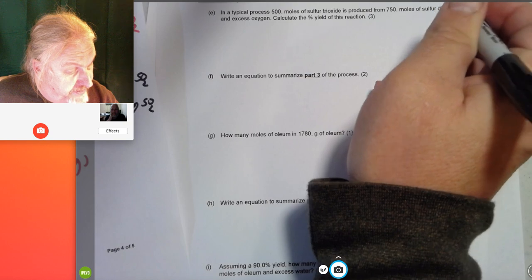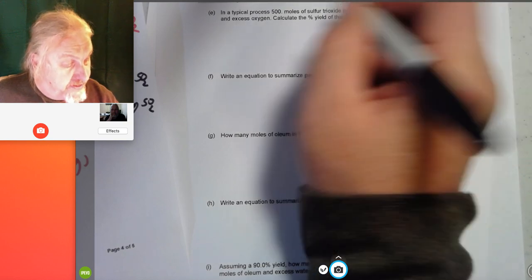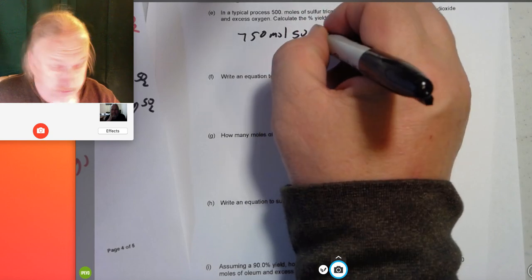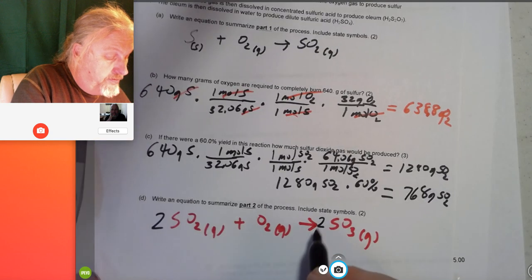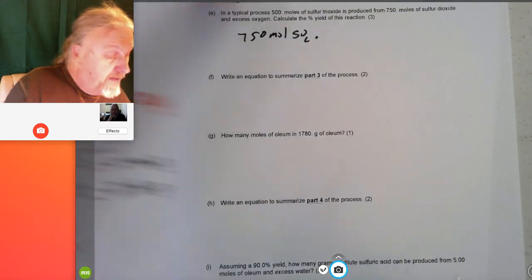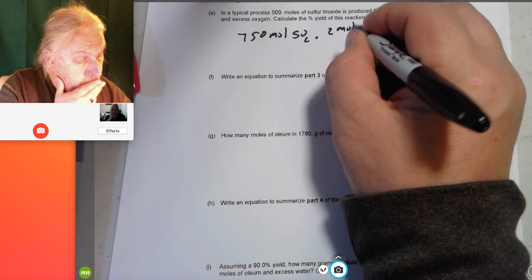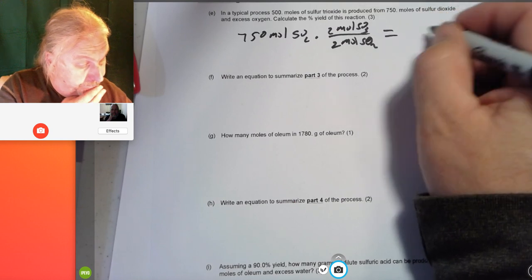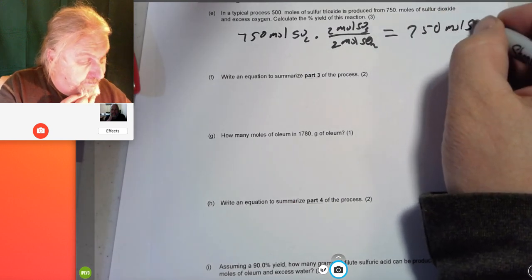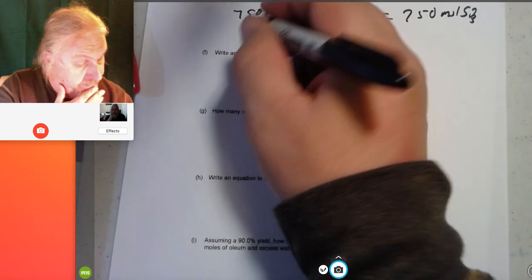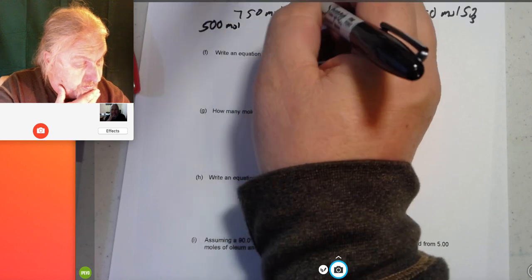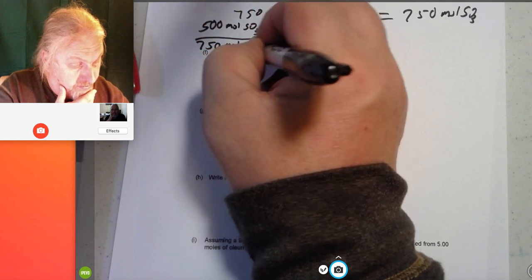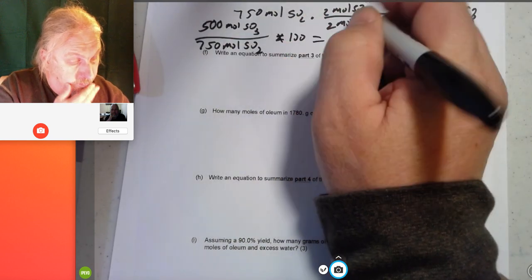So if I have 750 moles of SO2, and I look at my molar ratio, two moles of SO2 produce 2 moles of SO3. That's a 1-to-1 relationship. We'll do the official way here, but you can see that's a 1-to-1 relationship. That's going to equal 750 moles of SO3. Got lucky that time. So if we get 500 moles SO3, and we're supposed to get 750 moles SO3, we multiply that by 100 and we get a percent yield of 66.67%. Done.